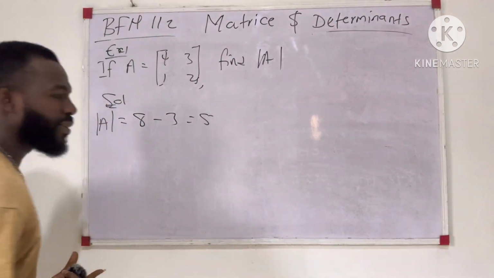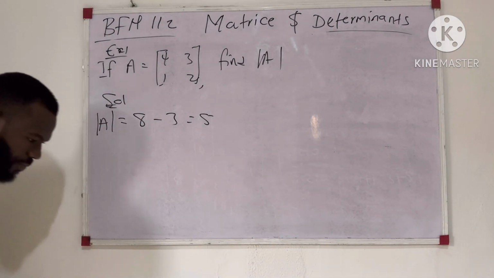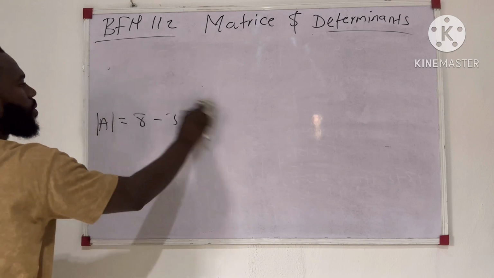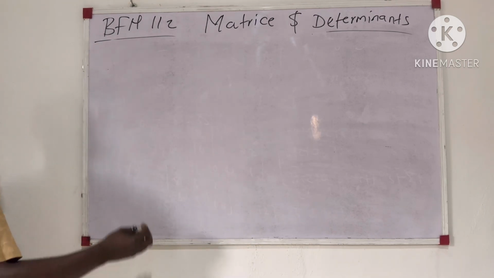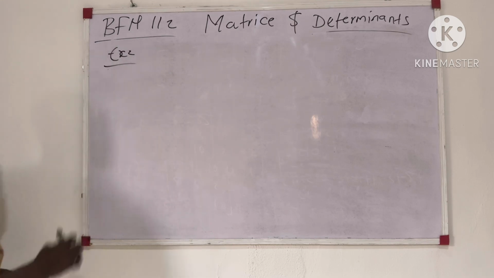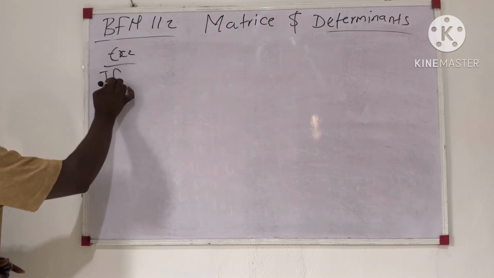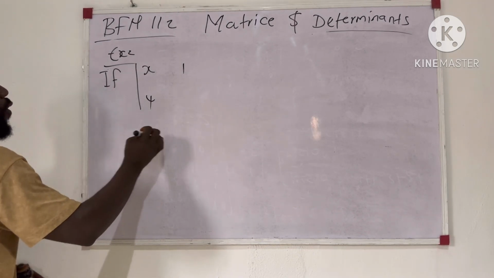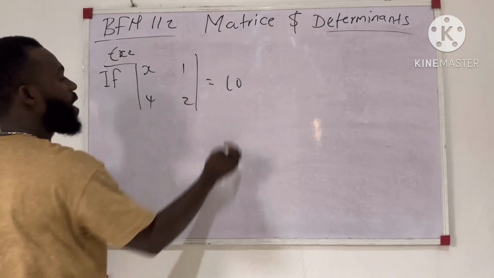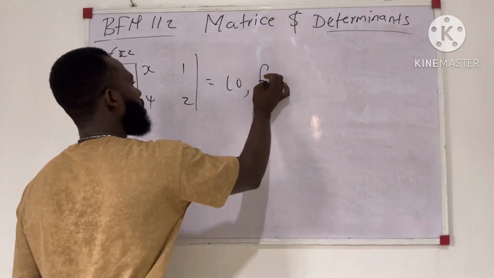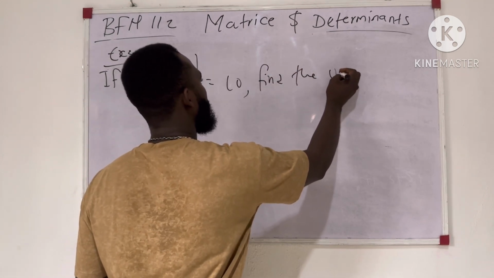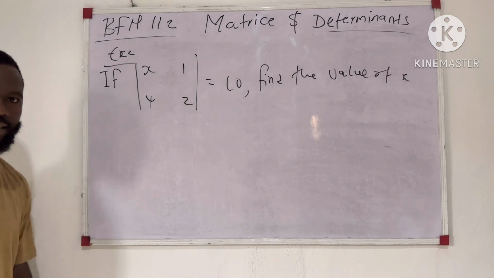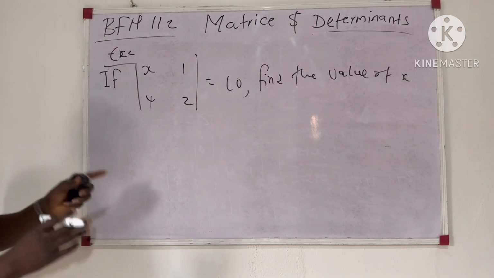But sometimes the question might look like this. Let's see. Example 2. Okay, imagine a question looking like this. If, watch, the determinant of x 1 4 2 is equal to 10. Find the value of x. Imagine you have a question that looks like this. We should find the value of x. How do you solve problems like this?